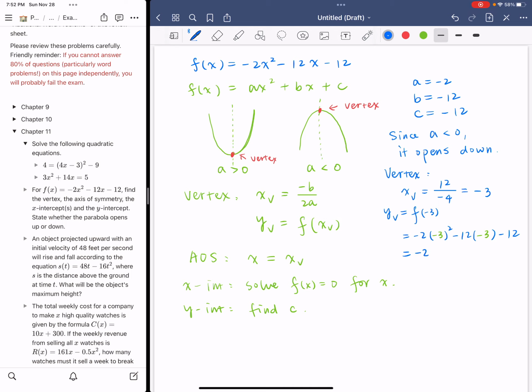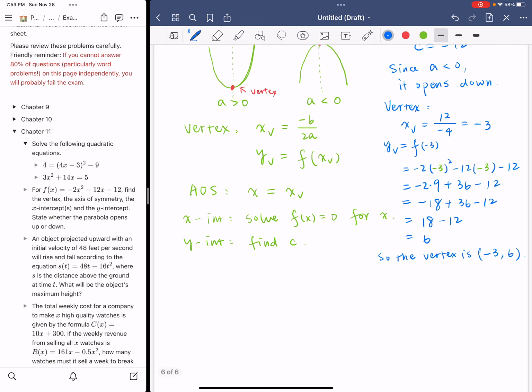Over here will be negative 2 times negative 3 squared, that's positive 9. Negative 12 times negative 3, that's positive 36, and then you have negative 12. So this one is negative 18 plus 36 minus 12. And that is 18 minus 12, which is 6. So we obtain that our vertex is, you just put it in the coordinate form. The x coordinate is negative 3, the y coordinate is 6. So negative 3, 6. That's the vertex.